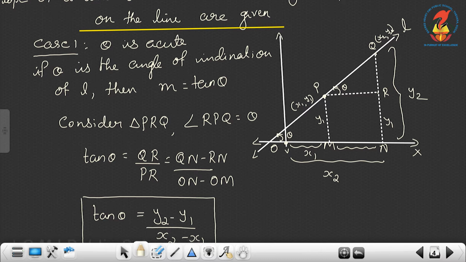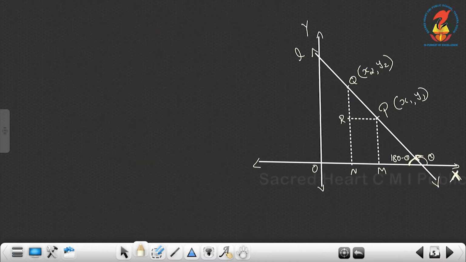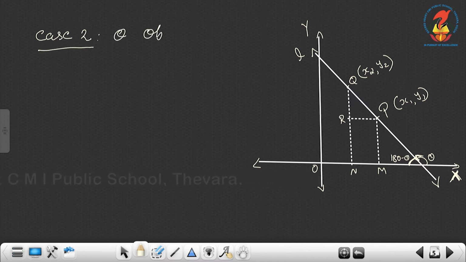So what is the formula for finding the slope? m is equal to tan theta. If theta is given, you can find the slope as tan theta. If the line passing through two points is given, then we can find the slope as y2 minus y1 by x2 minus x1. So the next is, if theta is obtuse. Obtuse means more than 90 degrees and less than 180 degrees. So here case 2, theta obtuse.